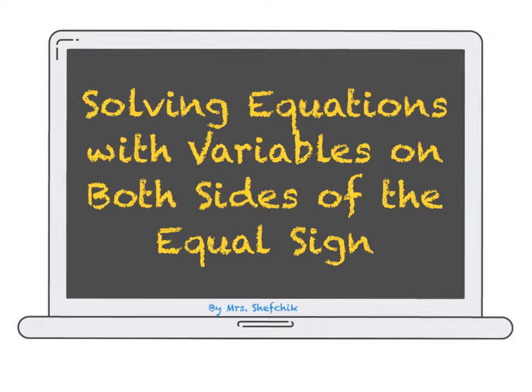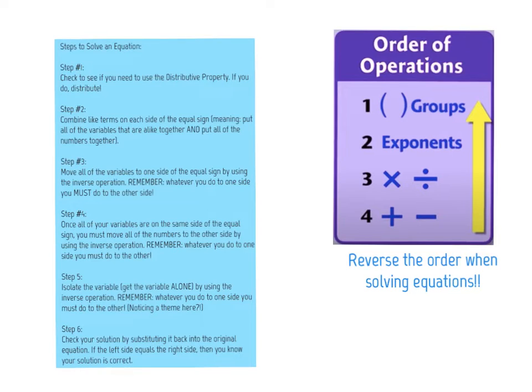Today we're going to be solving equations that have variables on both sides of our equal sign. This page is mostly for reference, so if you don't have the steps recorded to solve an equation anywhere in your notes, I would definitely screenshot this and save it or copy it into your notes. It's very detailed and you won't use every step every time, but this is the general order by which we'll follow to solve our equations going forward.